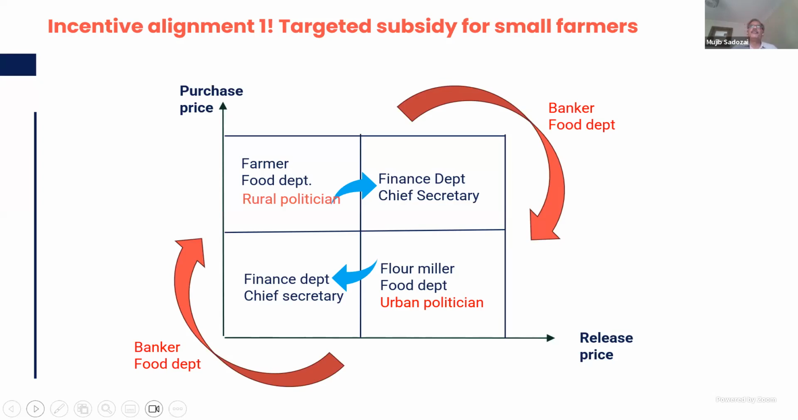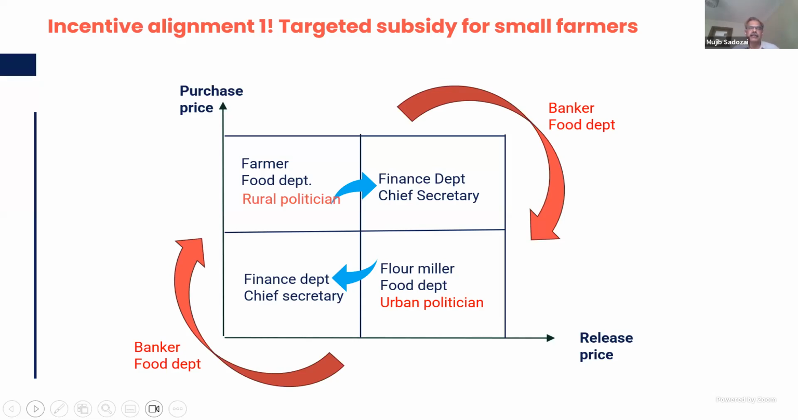On the procurement, on the purchase price, since it was supported by the rural politician and the farmer, it needed some incentivization for behavior change. So the team then worked with the government to devise a targeted input subsidy for agriculture farmers, which essentially neutralized any grievance that the rural politician had, and they simply backed off.